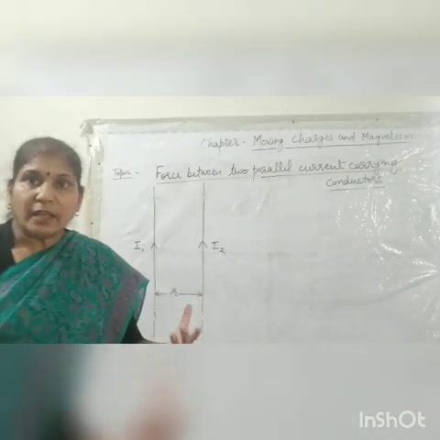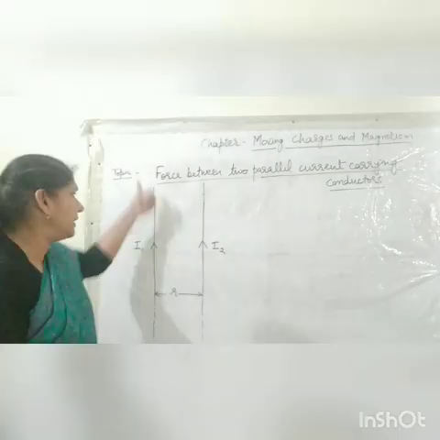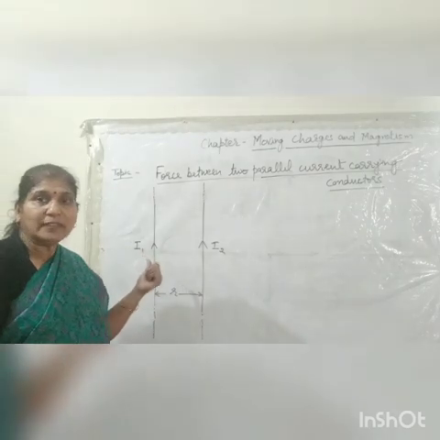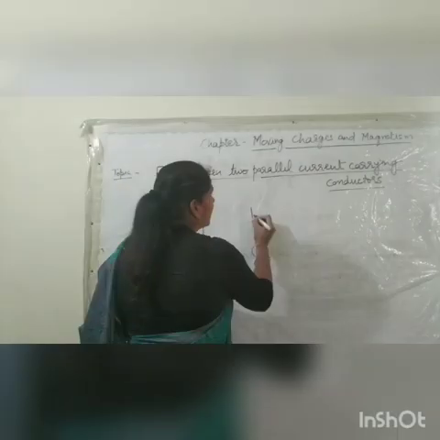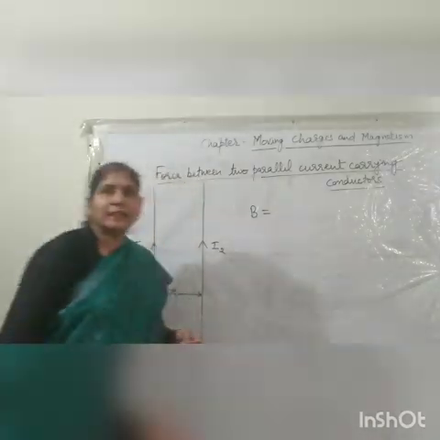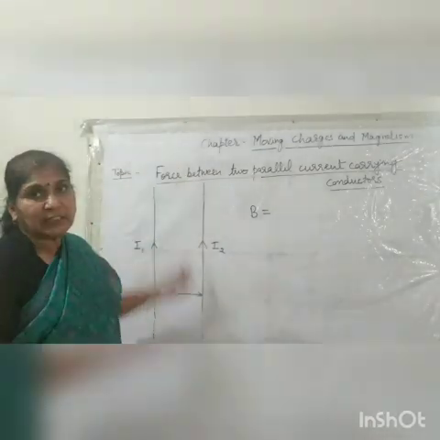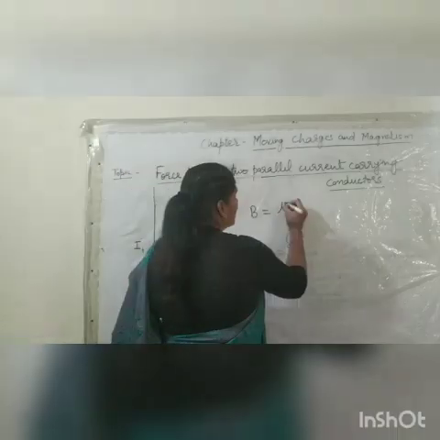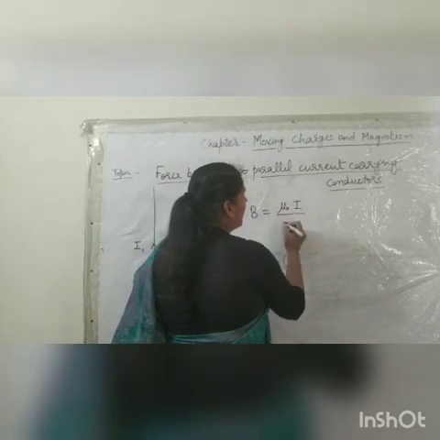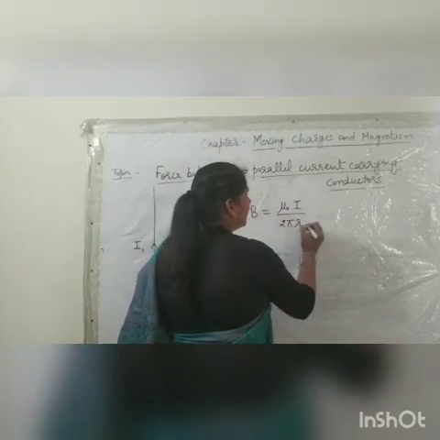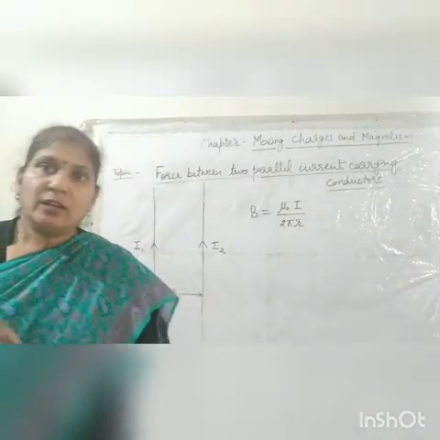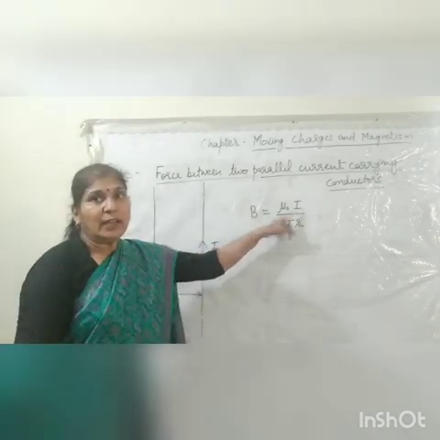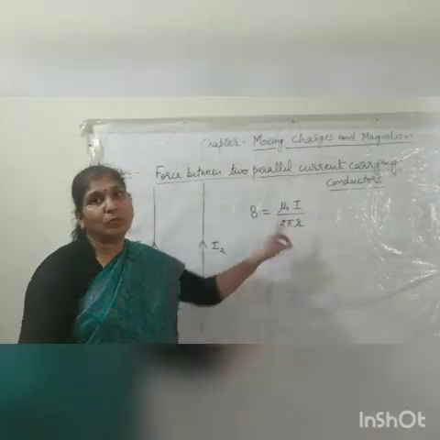Now as we know, whenever a current carrying wire is there, a magnetic field develops around it. The magnetic field around the current carrying wire is given by this expression. Magnetic field due to an infinitely long current carrying wire, B is mu naught I upon 2 pi r. It means at a distance r from the conductor, if the conductor is carrying current I, the magnetic field will be mu naught I upon 2 pi r.